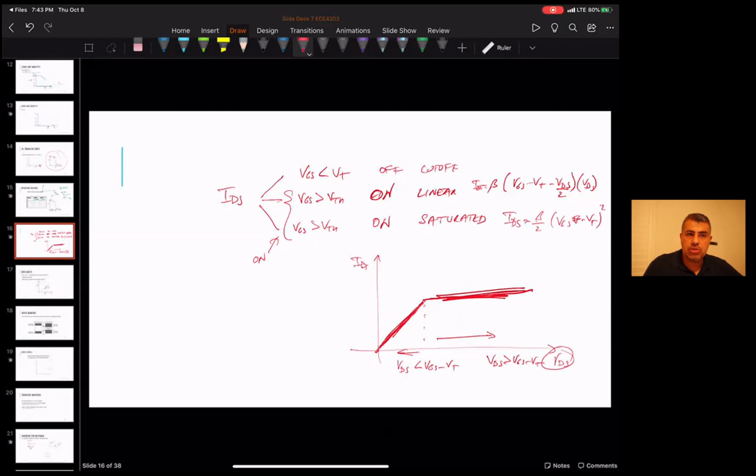Does that make sense? If a transistor is on, it could be either acting as a current source, in which case it's called saturated, or like a pretty nonlinear resistor with a square law component, and that's called linear mode, quote unquote. So it depends on the drain source voltage. Does that make sense?